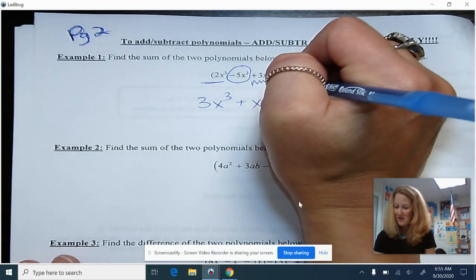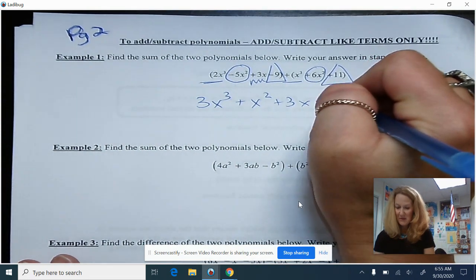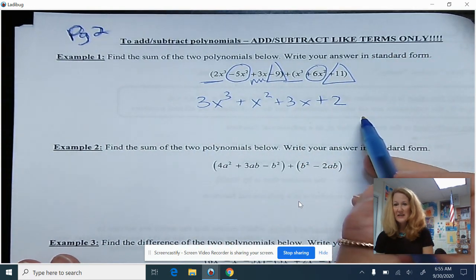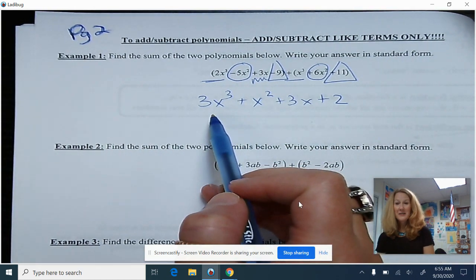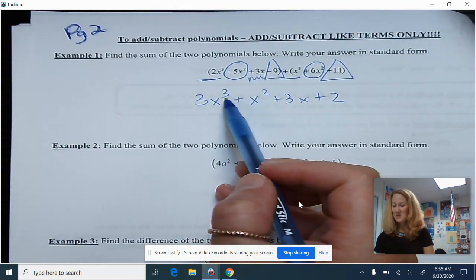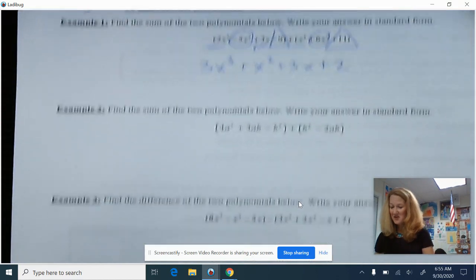And then I'm going to put triangles around my constants. So I have negative 9 plus 11, so that's just going to be plus 2. And then this is written in standard form. The variable is alphabetical. In this case, it's just x, and then the exponent is decreasing. All right, so now I'm going to jump down to a subtraction question.